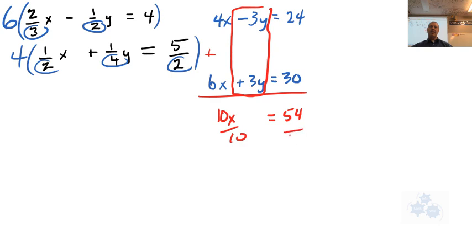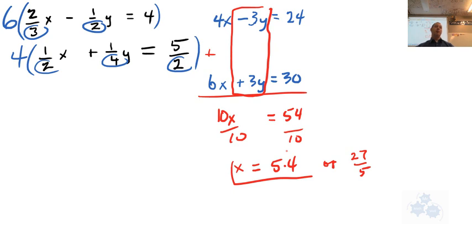So we divide by 10. And I'll let you use decimals here, or fractions, whatever. So that's 5.4. Okay, a fraction would be what? Can we halve 54? It would be 27 over 5. Okay, so I'll show both here. So that's the x value.